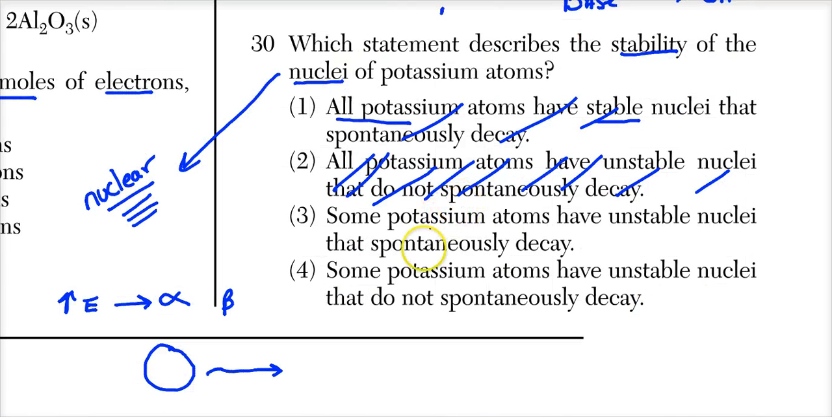So we'd say some potassiums have unstable nuclei that spontaneously decay.